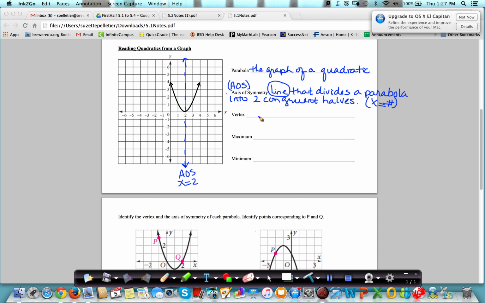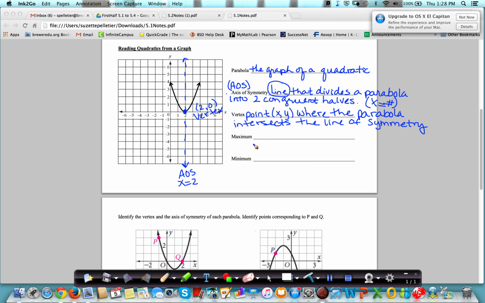The vertex is the point, given as an ordered pair, where the parabola intersects the line of symmetry. So the vertex in this particular example is found right here. That is the ordered pair (2, 0), and it is our vertex. Okay, so we have the axis of symmetry, we have the vertex.